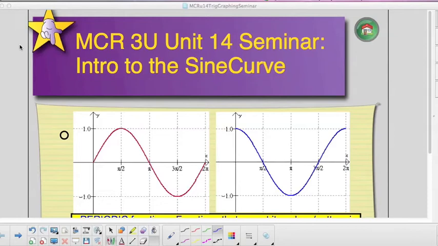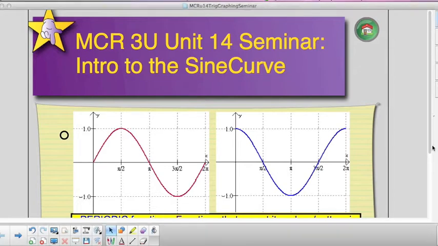Okay, so this is a Unit 14 seminar, Introduction to Sine Curves, and we're also going to deal with cosine curves. So basically we are taking the concepts that we learned in Units 10 and 11, basically the concept of functions, transformations of functions, and we're applying it to trigonometric functions. So even though there's also a tan curve, in this unit guide we're really focusing on sine and cosine.